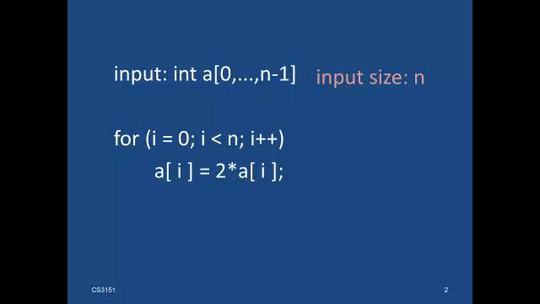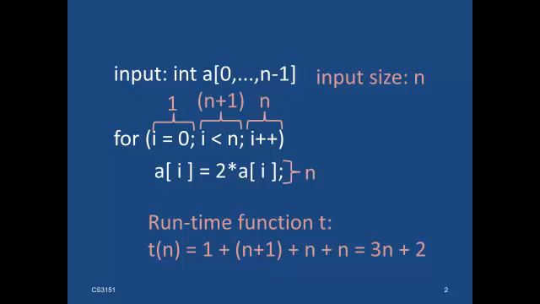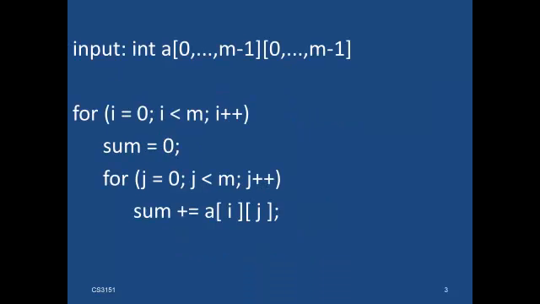The for loop sets i to 0 in the beginning. This step is only done once. Each time before the loop body is executed, the comparison i less than n is evaluated. So the comparison is done n plus 1 times. Then at the end of the loop body, i is incremented by 1. That's done n times. The loop body is executed exactly n times. To get the runtime function, we add everything up and get that T(n) is equal to 3n plus 2. Let's look at a second example.